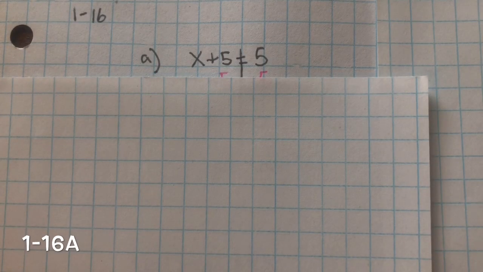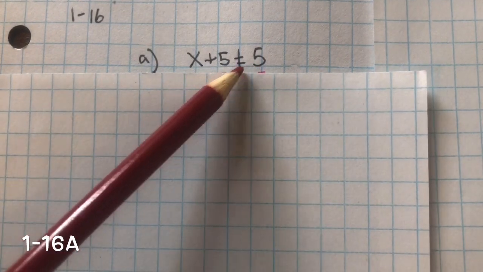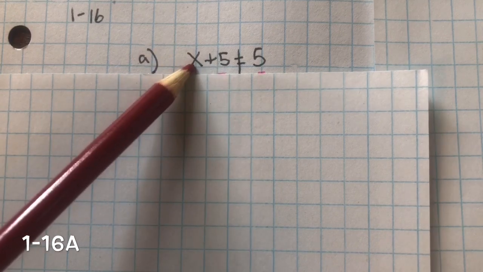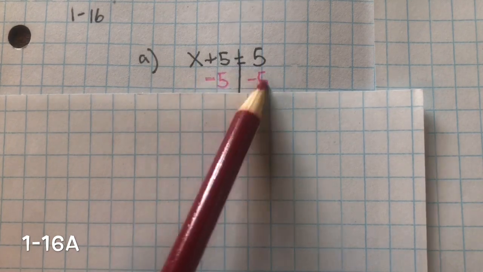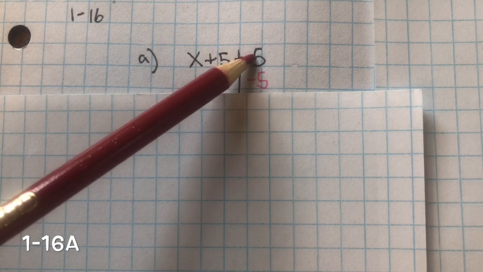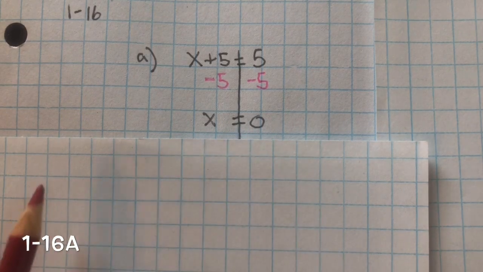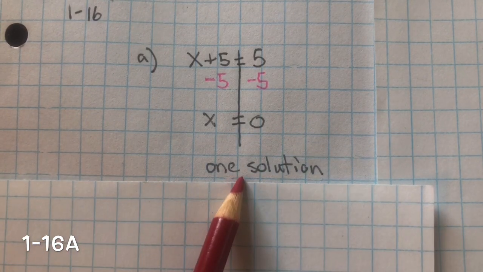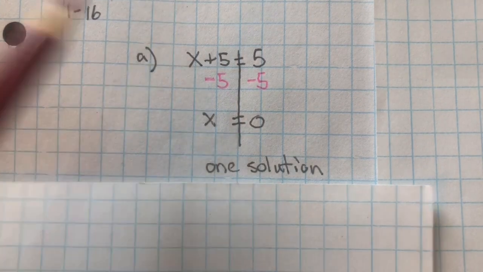For 116, what value or values of x will make each equation true? So we're going to solve for x. X plus 5 equals 5. We want to isolate the variable. Inverse property of addition is subtraction. So we're going to subtract 5 from both sides. This creates a 0 pair. And 5 minus 5 also creates a 0 pair. So x equals 0. So this has one solution. The only value that will make this equation true is 0.